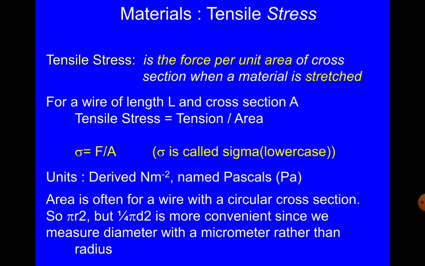Now, what is the tensile stress? Well, it's just the same as pressure, but now when we are stretching. So it is the force per unit area of the cross section when a material is stretched. Yeah. So when we have a wire of length L and cross section A, then the tensile stress is the tension divided by the area, and this tension is nothing more than just a force. So the tensile stress is in units newton per square meter, or we can express it in pascals. Yeah.